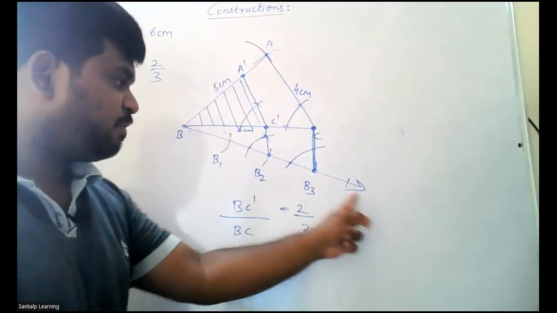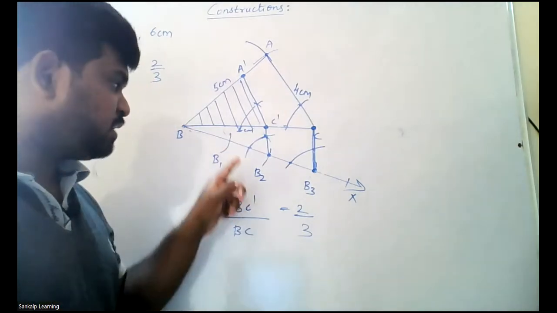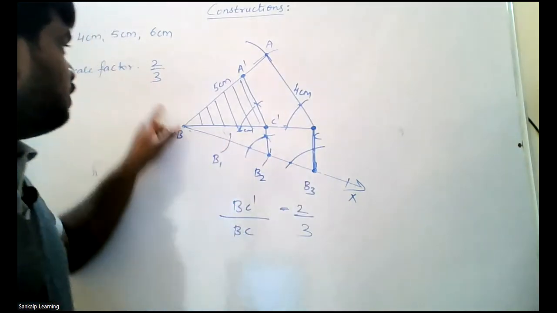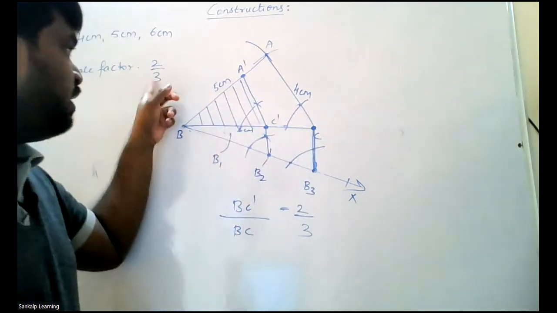Then we'll draw a ray. Which is the bigger number? 3 is the bigger number. So we'll draw 3 arcs, B1, B2, B3. The denominator is 3. Therefore, the third arc will be connected to C. It depends on the denominator.